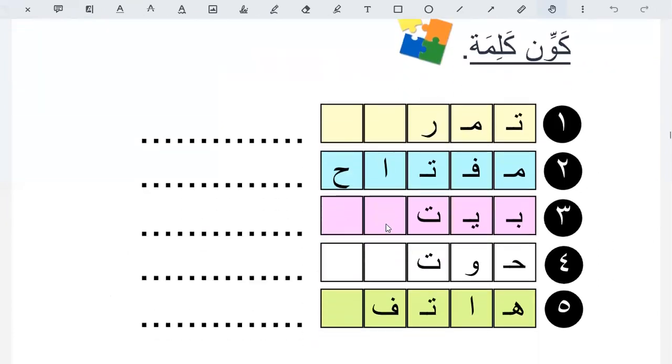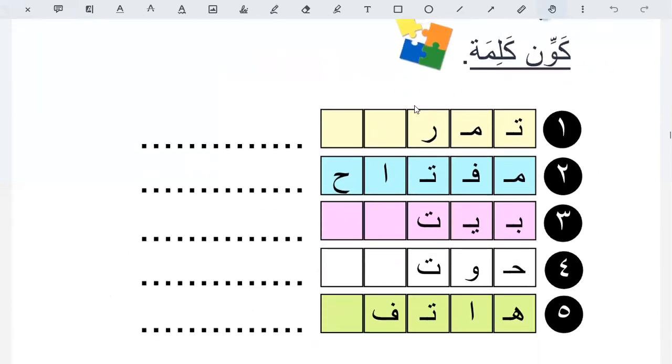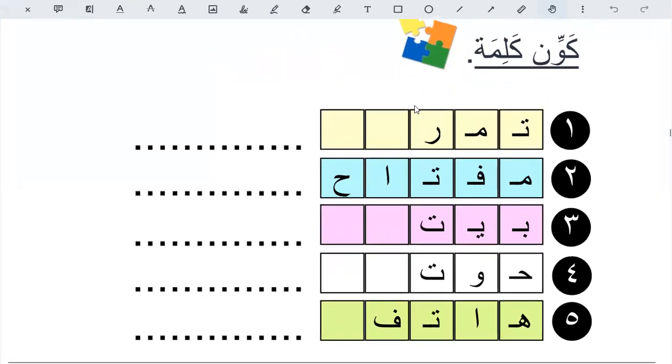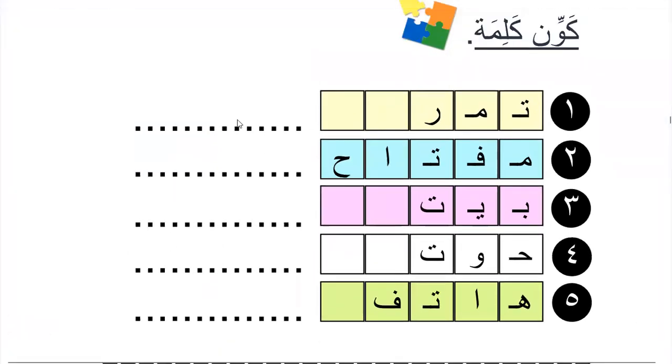Kawwin kalima. Make the word. Okay, so the first word is Tamr. Tamr meaning? Means apple? No. Latifa, tell me. What is tamr? Tamr, dates. Date, good. Next, Riyan.